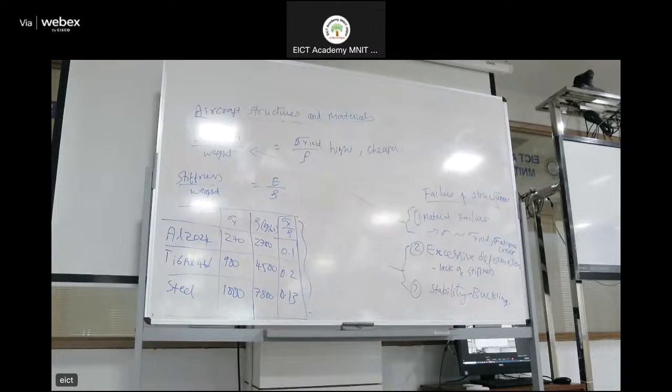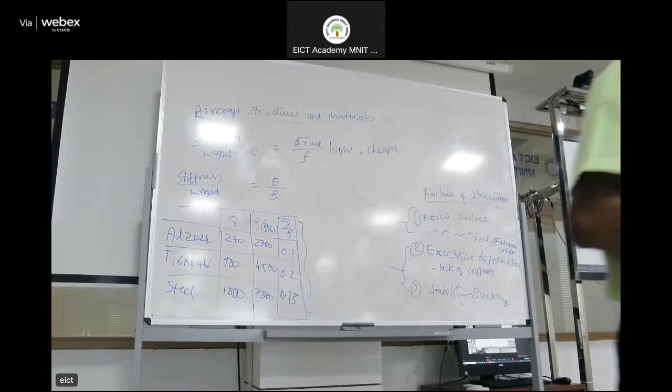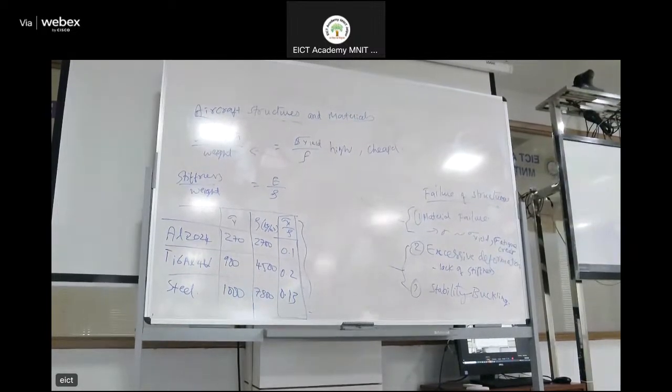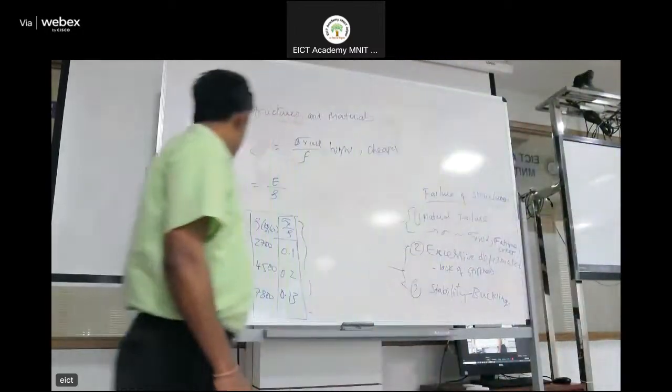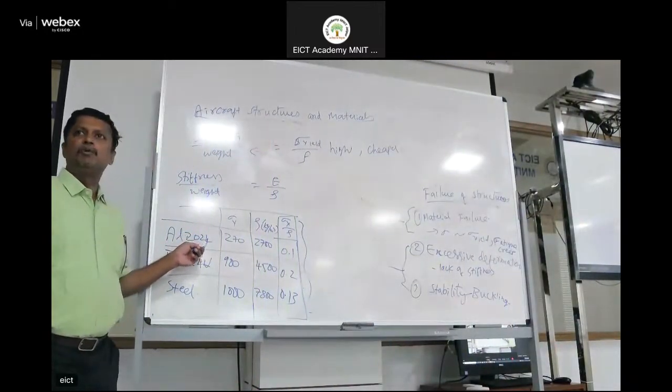Correct, abundance of material. Which is the most abundant metal? Silicon, but that's not really a metal. Iron? Right, iron. Aluminum is the second most abundant material, and the most abundant is iron.